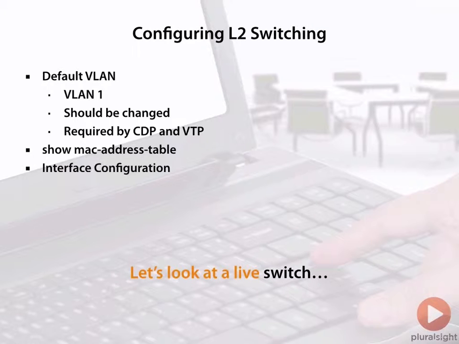We also want to get into the interface configuration. Now there are some basics of layer 2 switching that we'll want to do. Things like our interface speed, our duplex settings, and possibly setting up the VLAN for a particular interface. Now, let's go look at a live switch and see how we would make some of these modifications or make some of these changes. We're not going to get into the VLANs yet, but we are going to look at some of the basics of this configuration.